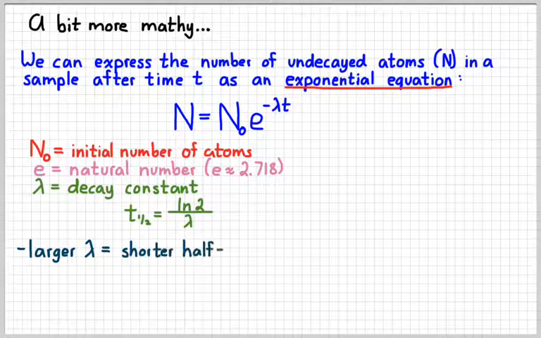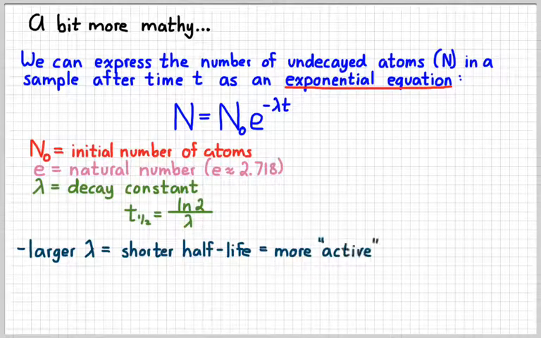So a large decay constant relates to a shorter half-life. The bigger one gets, the smaller the other gets. And a shorter half-life means that the species is more active. Active is a fancy word we use to describe how quickly a radioactive sample is decaying.